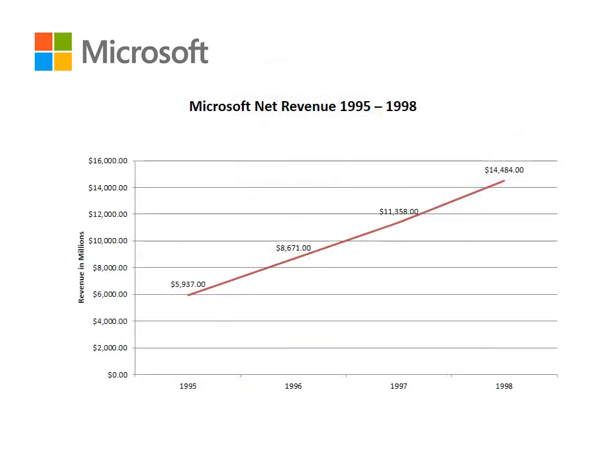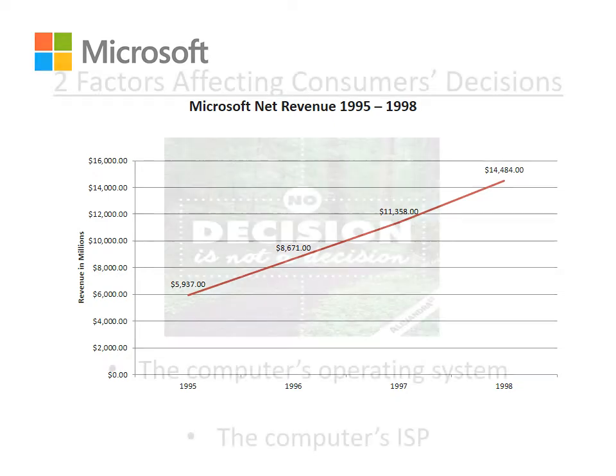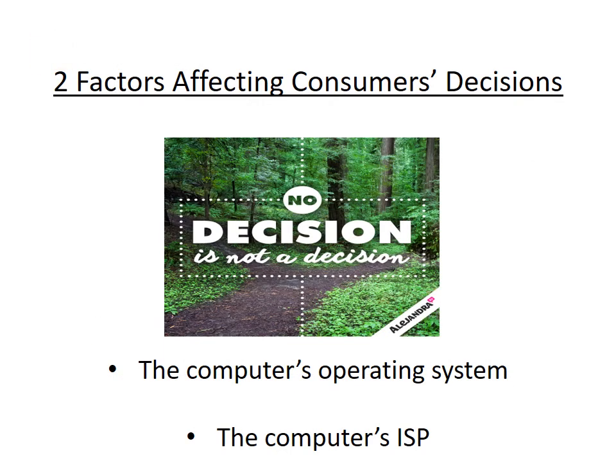Microsoft's revenue skyrocketed from over $5.9 billion in 1995 to nearly $14.5 billion in 1998. In 1997, a Net Action survey determined the two factors affecting a consumer's decision as to which browser to use were number one, the computer's operating system, and number two, the user's ISP. By 1998, Netscape's market share fell by 20 points, and Microsoft's grew the same amount.